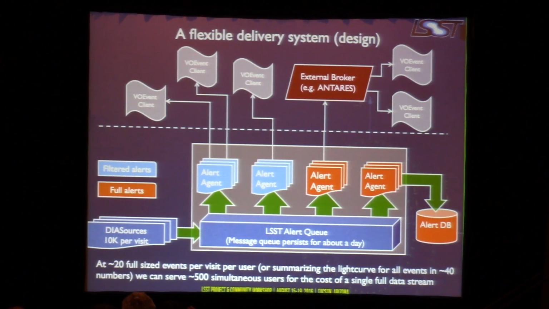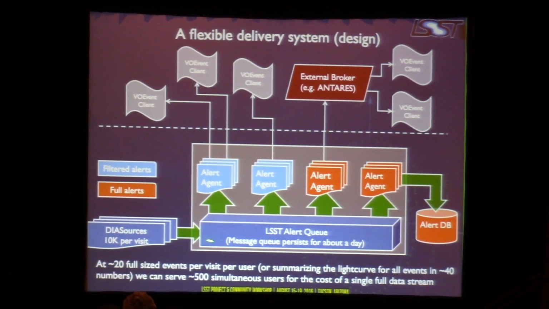But just to give you an idea of the design that we're working through, we have the DIA sources coming in, 10,000 events per visit. This goes into a message queue. The message queue, for those who are interested, that we're looking at the moment is Kafka. This message queue allows you to rewind events, so you can look back in terms of the history of the stream of events coming off.